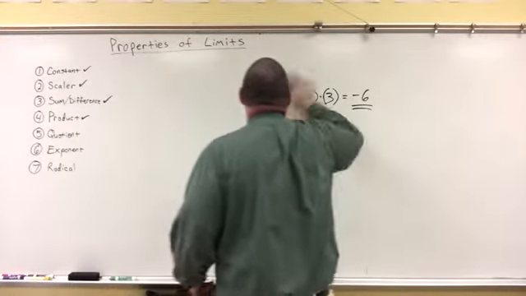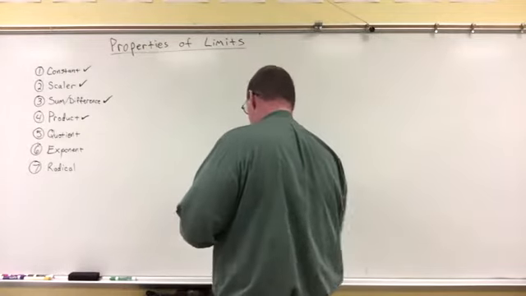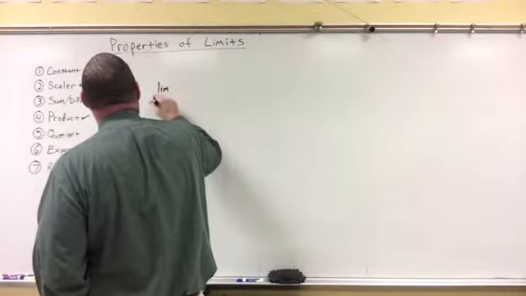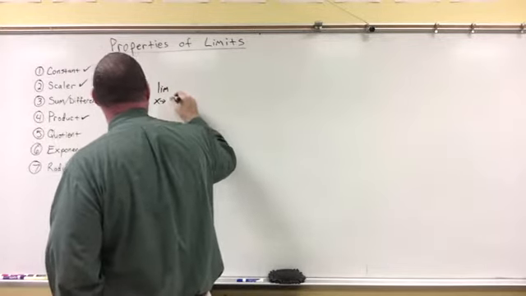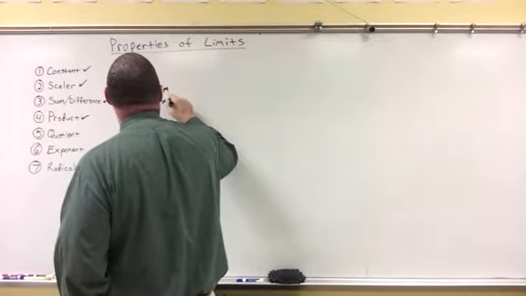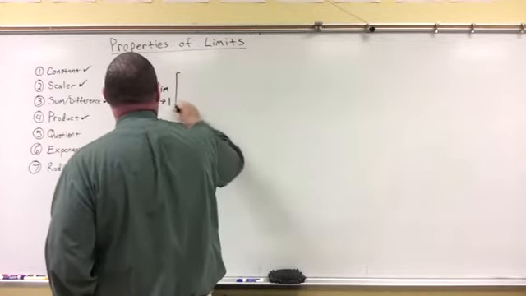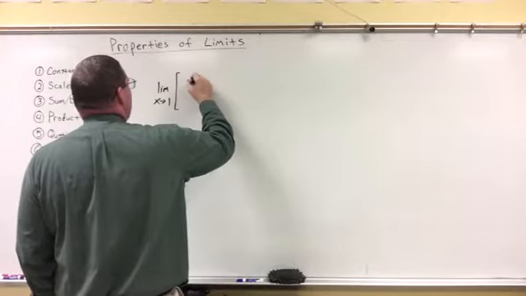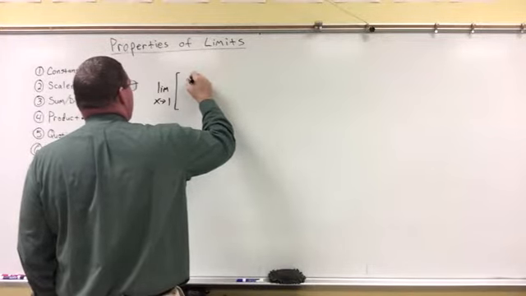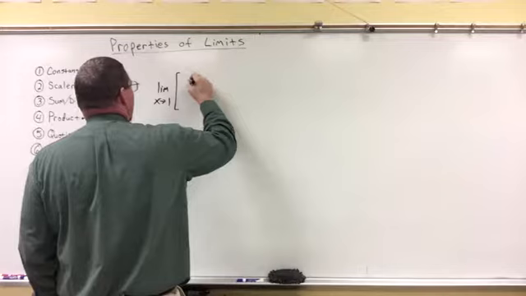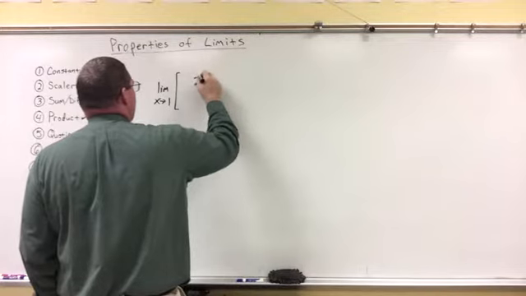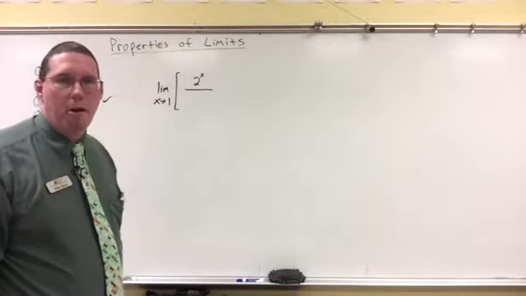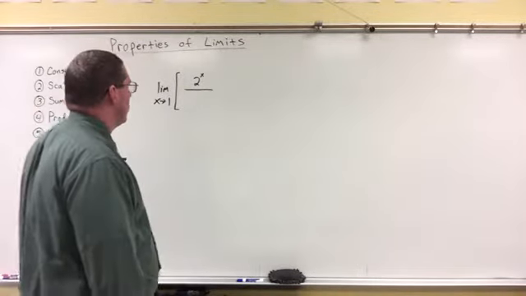So let's say that we have the limit as x approaches 1 of, and we're going to make this thing kind of complicated. Let's say the numerator is 2 to the x power. That'll be fun. We haven't done an exponent yet. Let's say 2 to the x power. It's also really easy to do this one in particular.